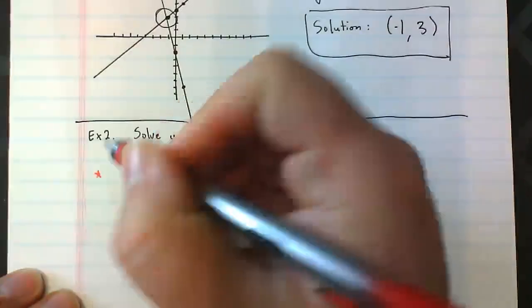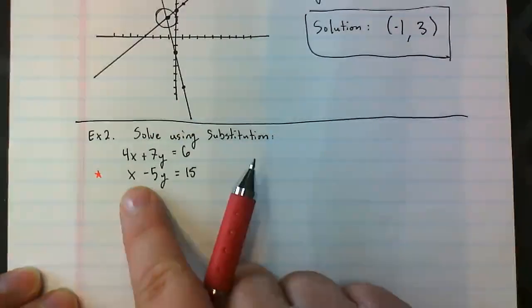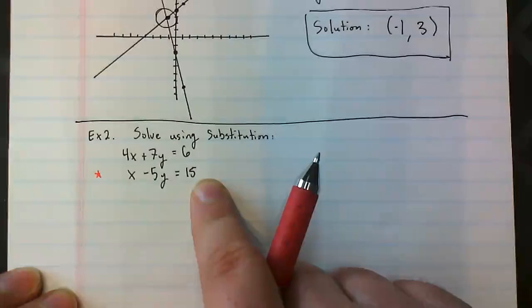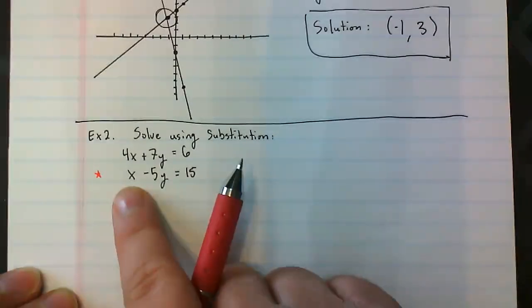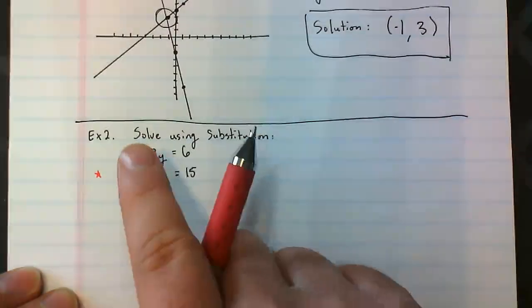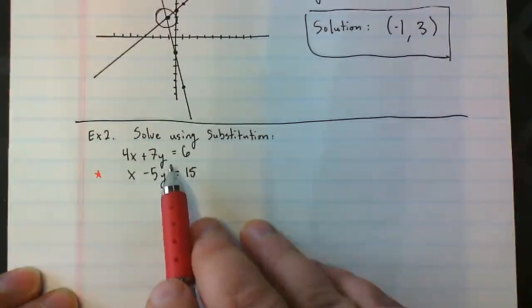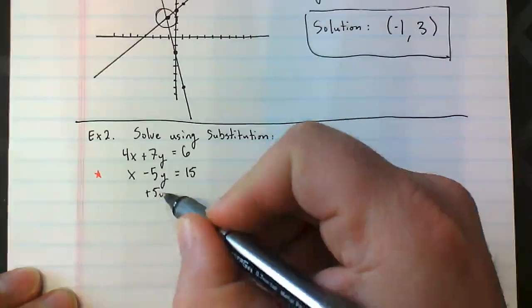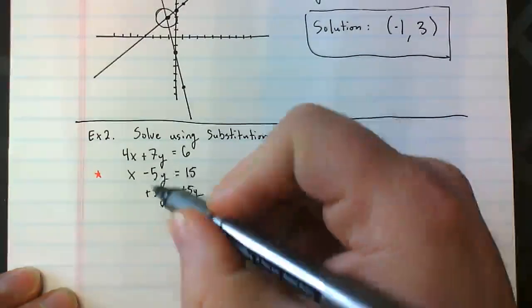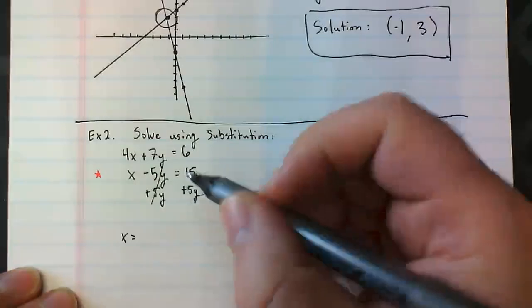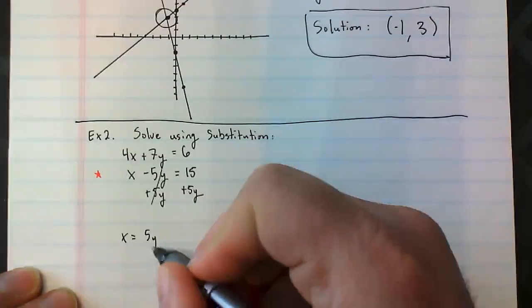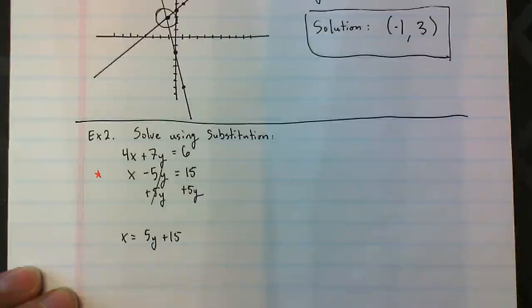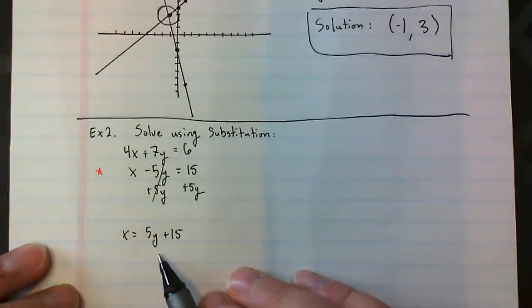Example number 2 here today is we're going to take a look at two equations, and they ask us to solve using the substitution method. That's basically where you solve for one variable and plug it back into the other equation and solve for the other missing variable. So looks like we got 4x plus 7y is equal to 6, and x minus 5y is equal to 15.